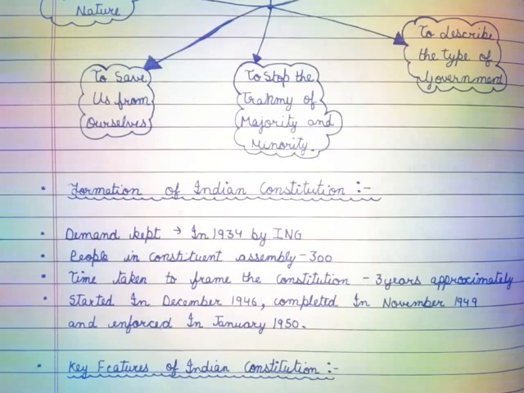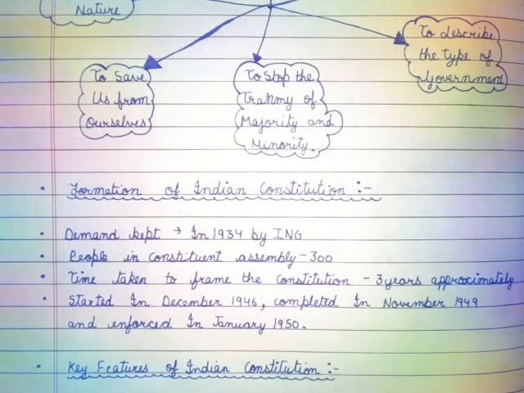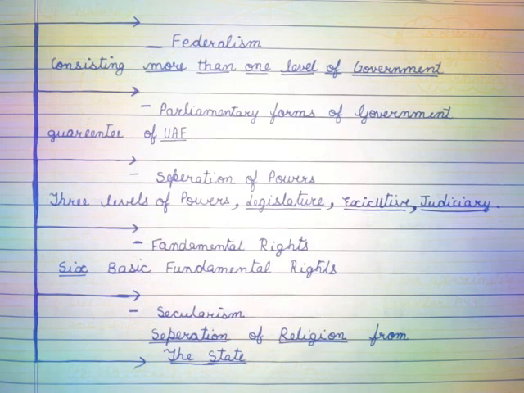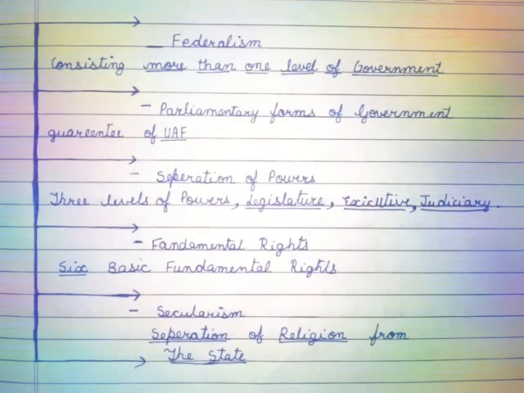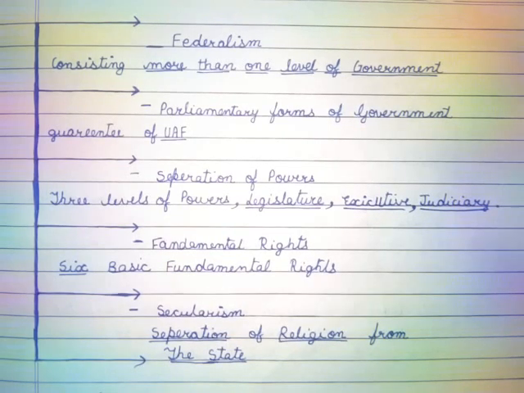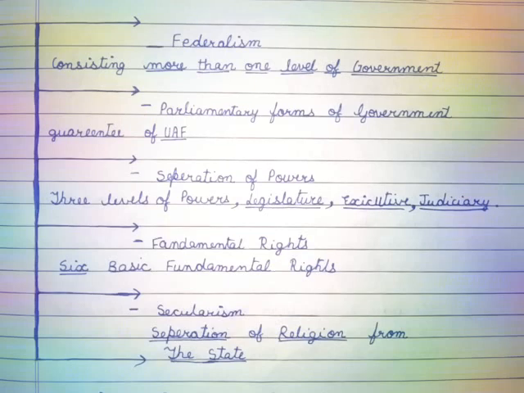Key features of the Indian Constitution. Federalism, consisting of more than one level of government. Parliamentary form of government, guarantee of fundamental rights. Separation of powers, 3 levels of powers: legislature, executive, judiciary. Fundamental rights, 6 basic fundamental rights. Secularism, separation of religion from the state.